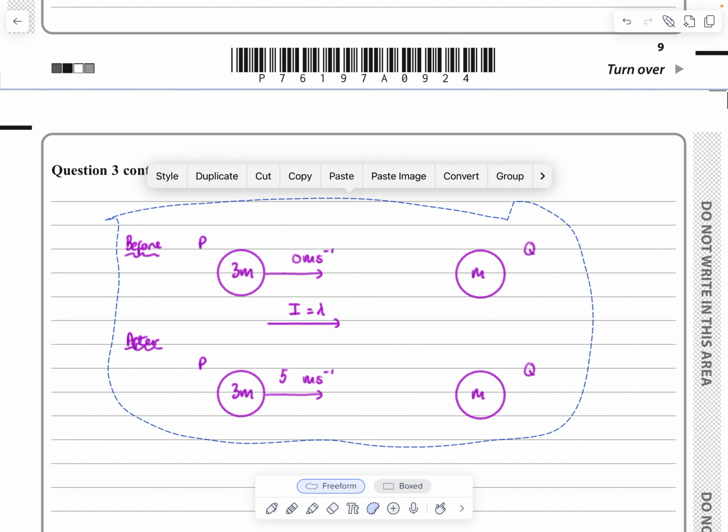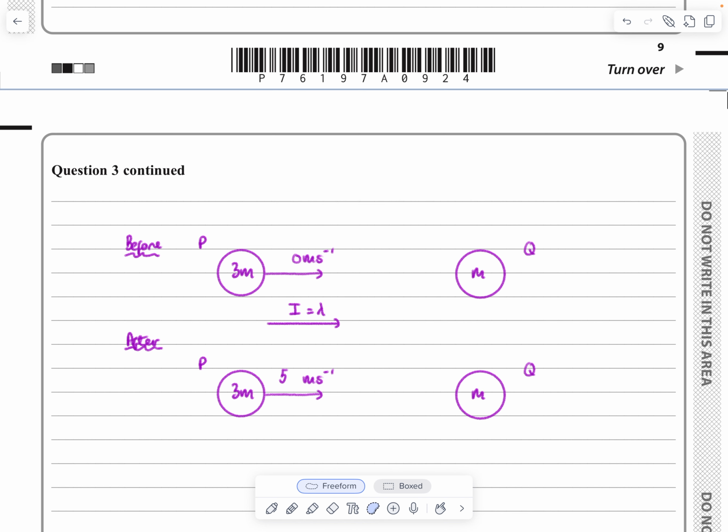So what do we have as our scenario? This is for part C. We've got that, let's put this on properly now. I don't need the lambda anymore for this part. We have that before the collision, this is traveling with 2.5 meters per second. Q's not moving at all, so we can have 0 there if you want to, 0 meters per second. And then afterwards, we don't know what that speed is, but we do know that Q is now traveling with a speed of 2.1 meters per second. And what we're trying to do is to find V.